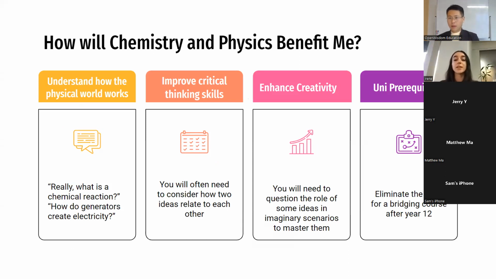How will physics and chemistry benefit me? First of all, they're going to give you a good understanding of how the world works. For example, some of the questions you may have right now at this stage are: what is really a chemical reaction? What is a nuclear reaction? How is electricity generated? These are answers that you will learn through physics and chemistry. Second of all, physics and chemistry can improve your critical thinking skills, because oftentimes in exams you have to apply your knowledge in particular scenarios in order to explain what is going to happen. And that is really going to enhance your critical thinking.